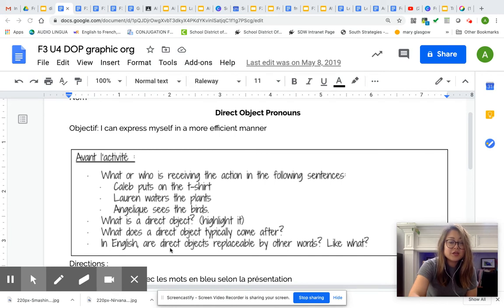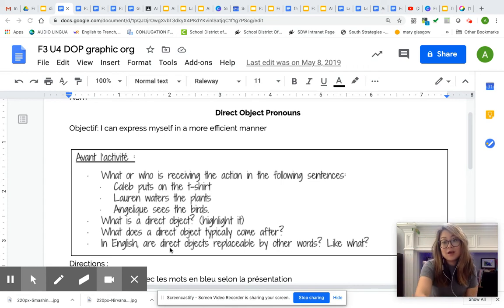And in English, are direct objects replaceable by other words? Like what? Let's think about this. If I said to you, Caleb puts on the t-shirt, instead of saying Caleb puts on the t-shirt, what else could I say? Caleb puts it on. Or Lauren waters the plants. Instead of saying Lauren waters the plants, I could say Lauren waters them. And then Angelique sees the birds. Instead of saying Angelique sees the birds, I could say Angelique sees them. And that's what we're going to talk about today.